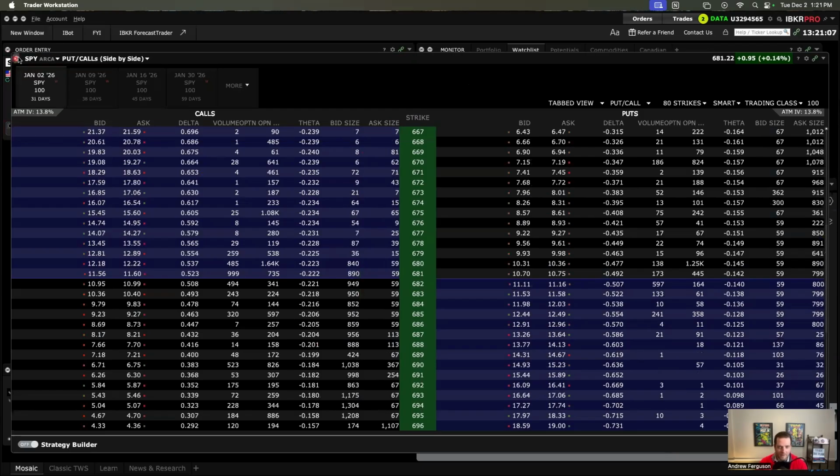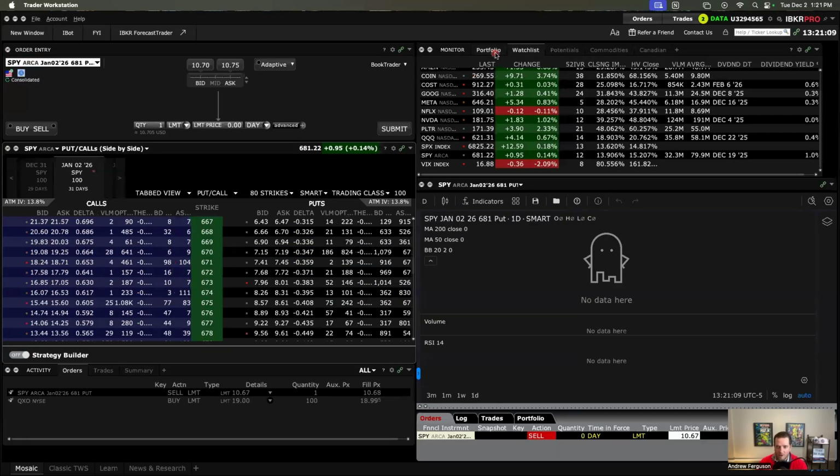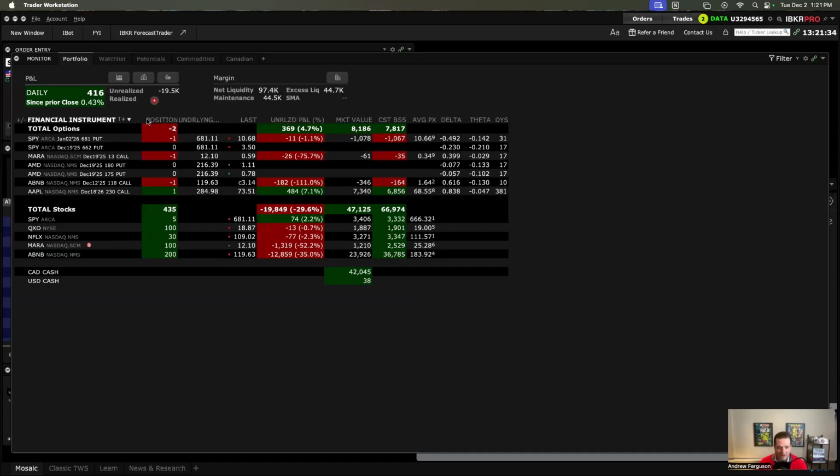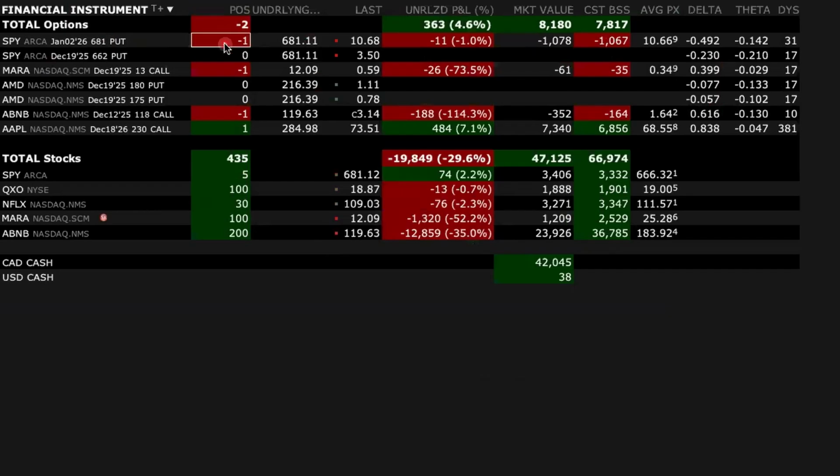So we're going to close down the options chain and go into our portfolio area. In here, we see a position of -1, which means we sold a put option on the SPY that went into our account. We got paid $1,067 to do so. And now we have 31 days to sit back and wait. What you need to do now is simply put the expiration date of January 2nd, 2026 into your calendar.